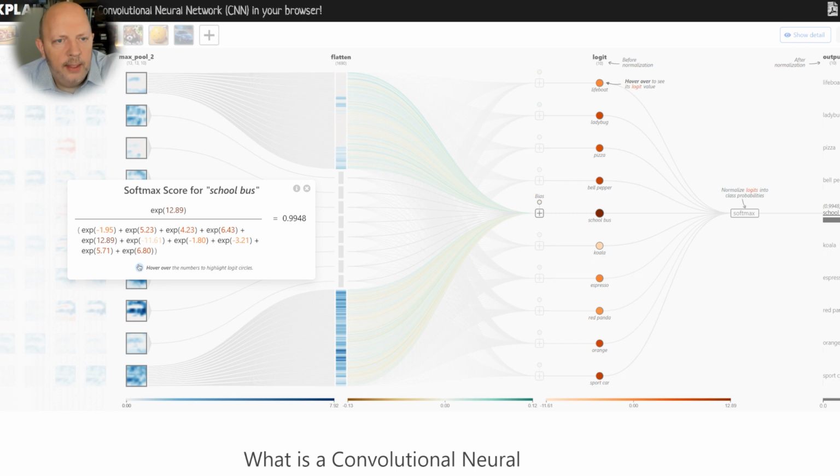I know it's kind of hard to see, but we had an input of the school bus. We had 12, so that's the highest one. -11, so we know it's not a koala. We know it's not an espresso, or a red panda. You can see over here how it maximizes. A sports car is kind of similar to a bus. 0.6 is technically the second highest. And this one was also pretty high. What's this? A bell pepper.